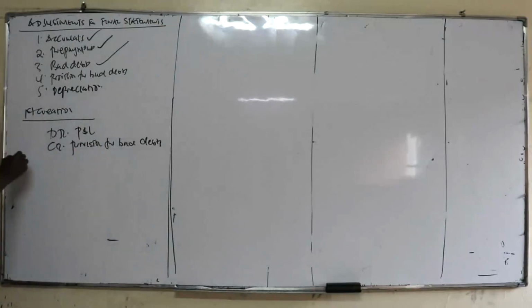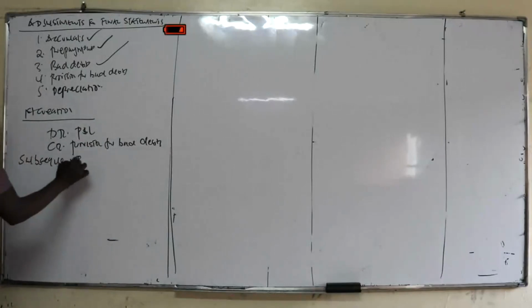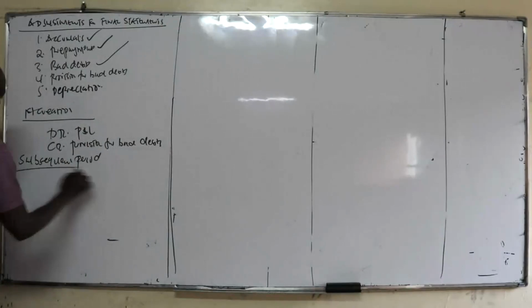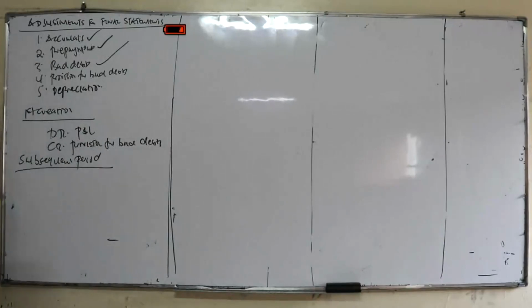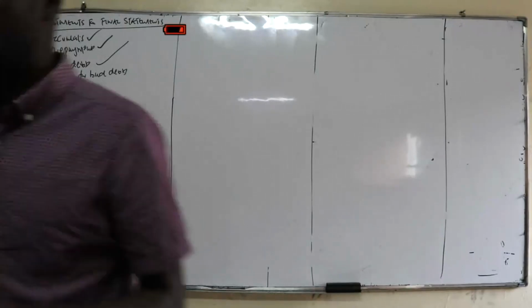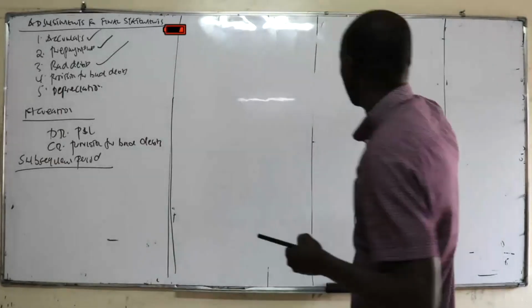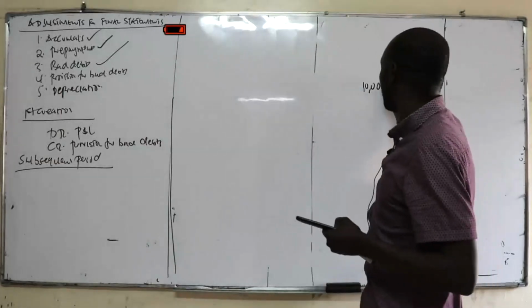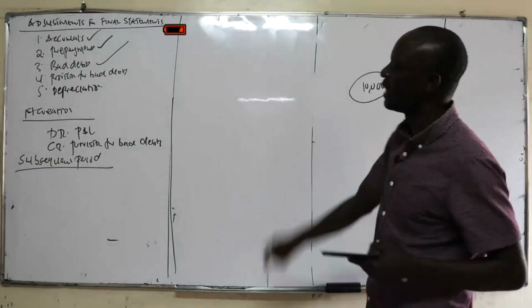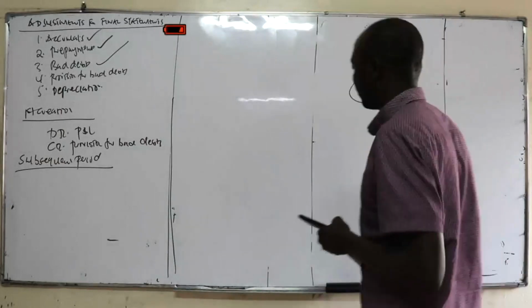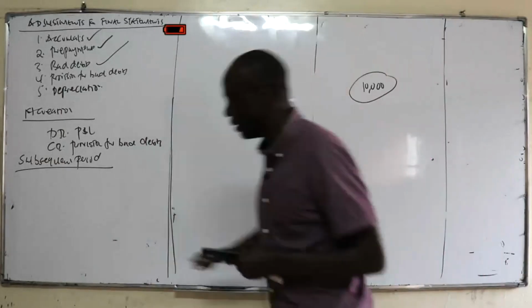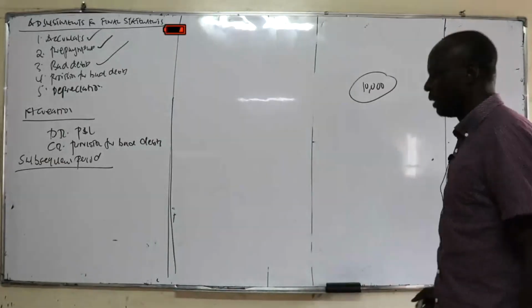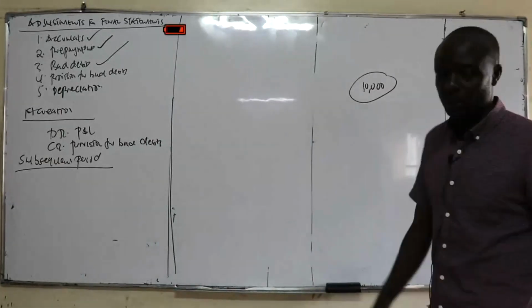Now in the subsequent period, you've just set aside some amount of money, maybe 20,000 or 10 million or whatever, depending on the level of your business. So you've set aside 10,000 to cater for those debtors that are likely not to pay. It doesn't mean that they are not going to pay, but you just estimated from experience.